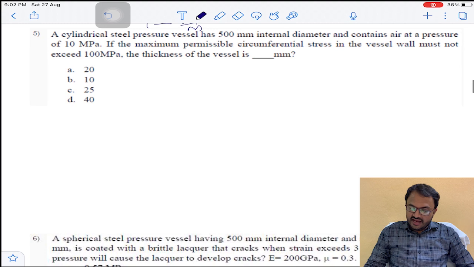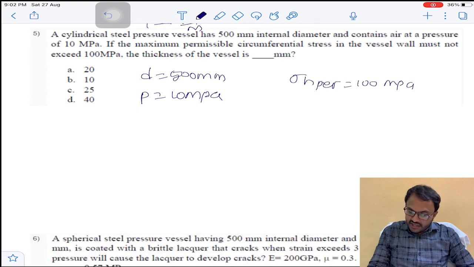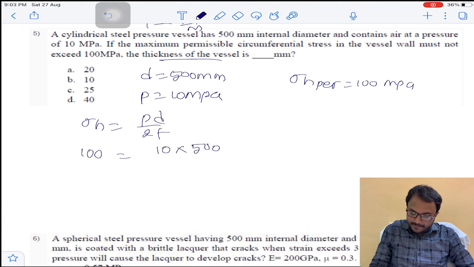Next question. A cylindrical pressure vessel having internal diameter 500 mm contains air at pressure 10 MPa. The maximum permissible circumferential stress in the vessel must not exceed 100 MPa. The thickness of the vessel is. So he has given diameter D is equal to 500 mm and pressure P is equal to 10 MPa. Permissible hoop stress is equal to 100 MPa. So we need to calculate thickness. We have expression sigma h is equal to PD by 2T. So sigma h value is 100 and P is 10 and D is 500, divided by 2 into T.